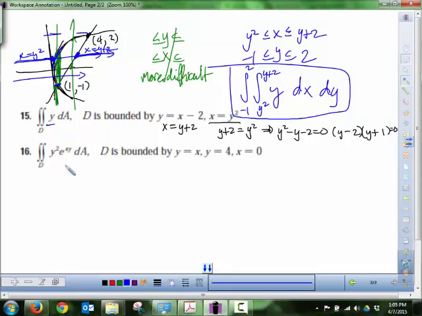So here we have y squared e to the xy as our integrand, and our domain is bounded by y is equal to x, that's that diagonal, x is equal to 4, y is equal to 4, that would be up here. Let's label this, y is equal to 4, y is equal to x, and x is equal to 0, that's the y-axis. So I can see where my region is, right?